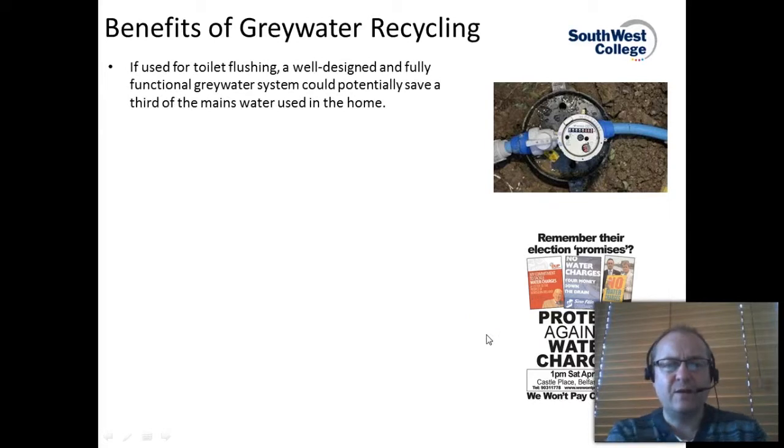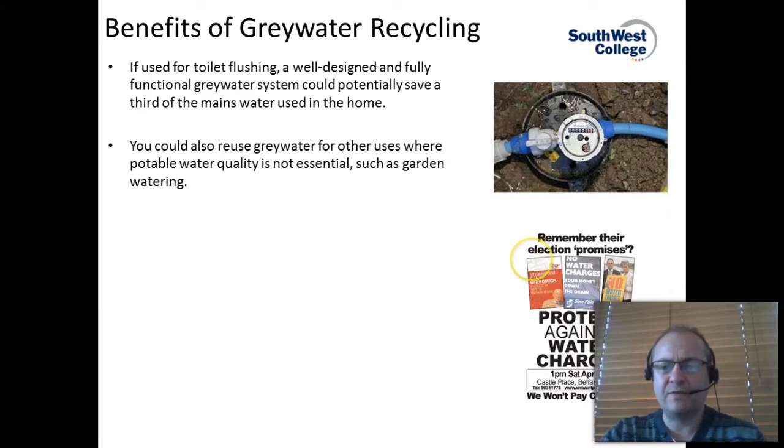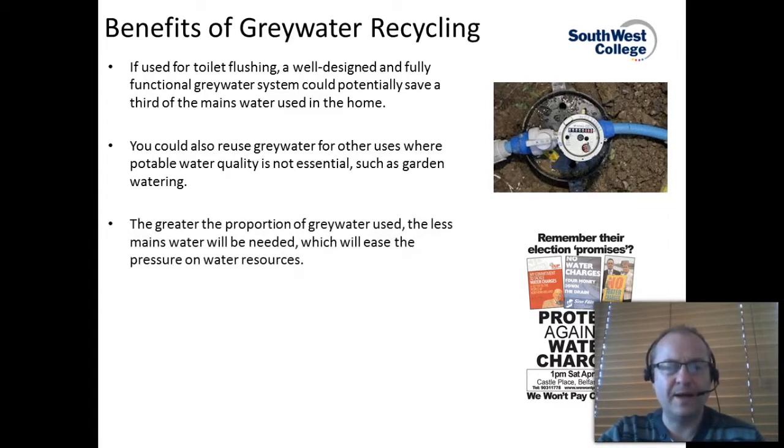So the benefits of grey water recycling: if it's used for toilet flushing, a well-designed system can potentially save about a third of the mains water that's used in the home. You can also reuse the grey water for other uses where you don't necessarily need drinking quality or potable water, such as watering the garden, washing the cars, washing pathways, etc.